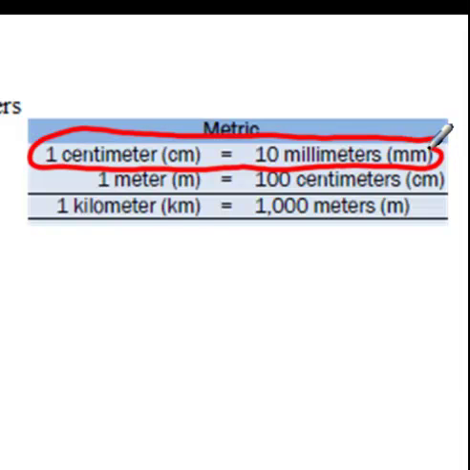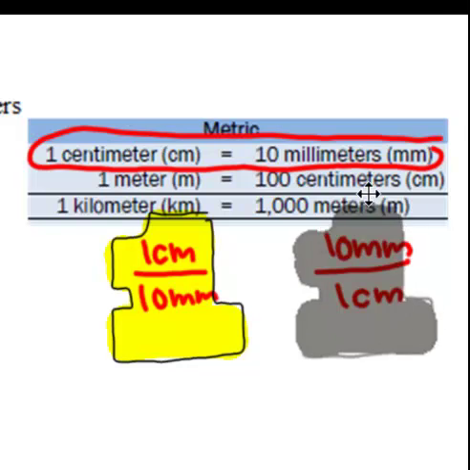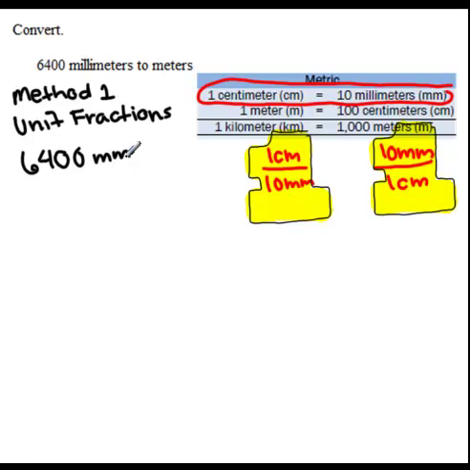We can create a couple of different unit fractions with that fact. 1 centimeter over 10 millimeters, or 10 millimeters over 1 centimeter. And because these are equal, and anything over itself is equal to 1, then both of these are equal to 1. The question is, which one of these are we going to use? Because we currently have millimeters on the top and we want them to cancel, we're going to use this unit fraction here because millimeters are on the bottom, and that will make our millimeters cancel. We'll be left with centimeters.